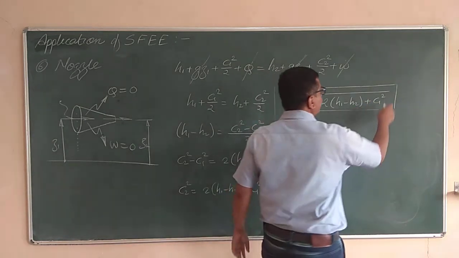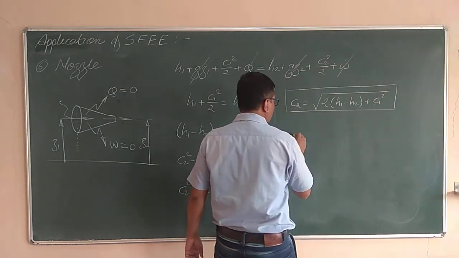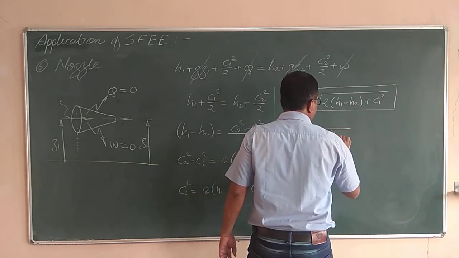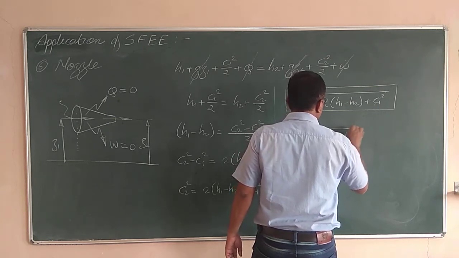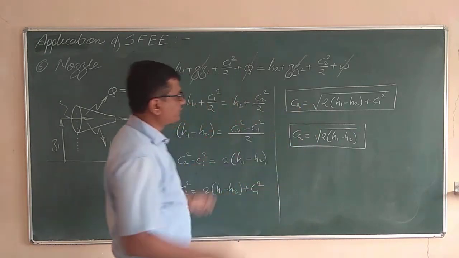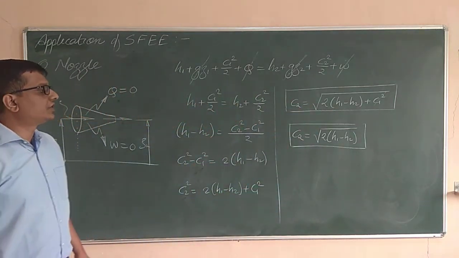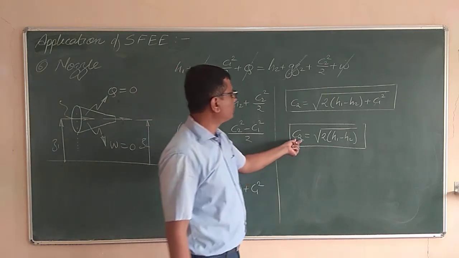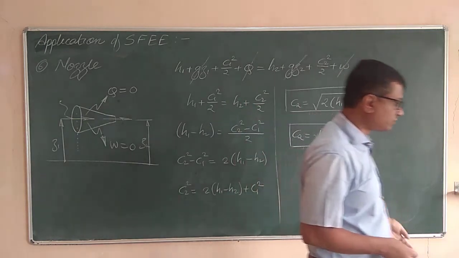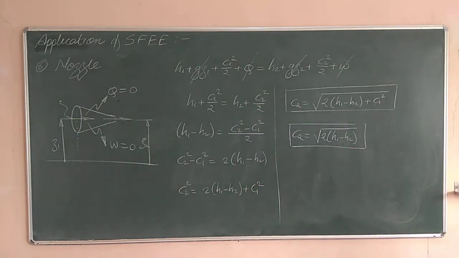So this term also we can neglect, and if I neglect the velocity at the inlet, C2 will be equal to the square root of twice of H1 minus H2. So the gain in the velocity of the fluid is due to the drop in the enthalpy of the fluid across the two sections of the nozzle. So that's the application of the steady flow energy equation to a nozzle.